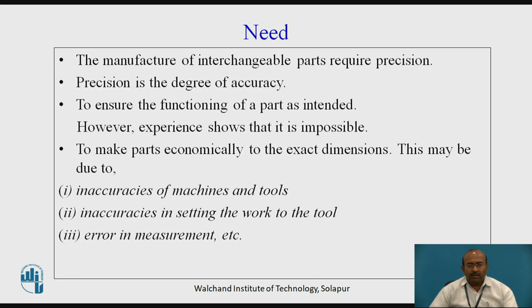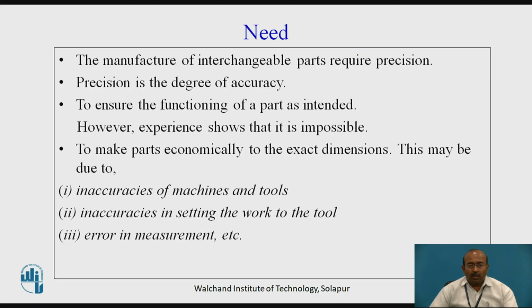To ensure the functioning of part as intended, it is required to provide the limits, fits and tolerances for each and every part being produced. However, experience shows that it is impossible to make the parts economically to exact dimensions. This may be due to various reasons like the various inaccuracies of machines and tools where the parts are being manufactured, inaccuracies in the setting the work to the tool.